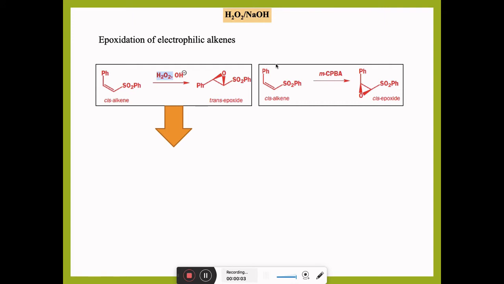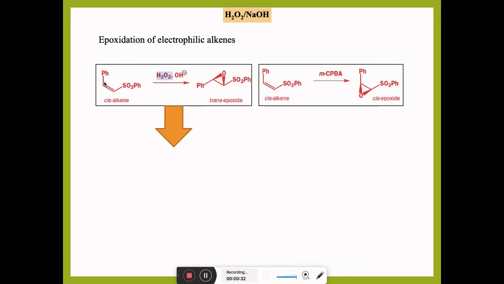Now another reagent which is used for the oxidation of olefin into epoxide is hydrogen peroxide in NaOH. This basically adds to an alkene which is electrophilic in nature. It will carry out the epoxidation of the olefin which is electrophilic in nature. So here an example has been taken, the cis alkene.